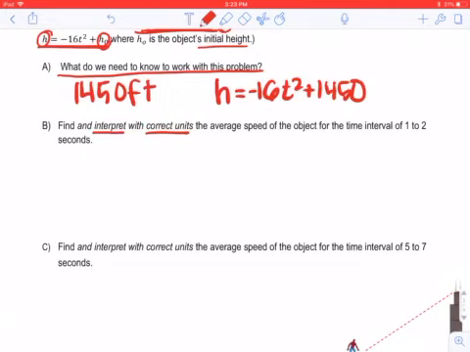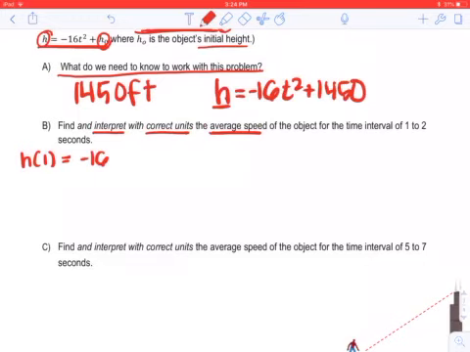So here it goes. Find and interpret with correct units the average speed. So average speed, remember that's the same thing as average rate of change, which is the same thing as slope, of the object for the time interval of 1 to 2 seconds. So it's just like what we just did. We are going to find, and this is not in function notation, I'm just going to write it in function notation, the height at 1 second.